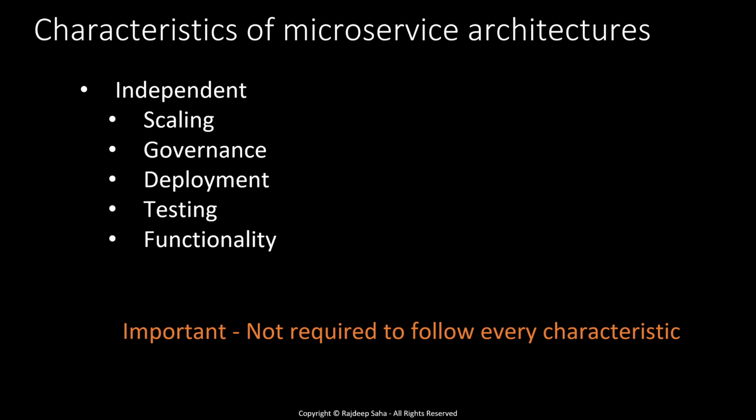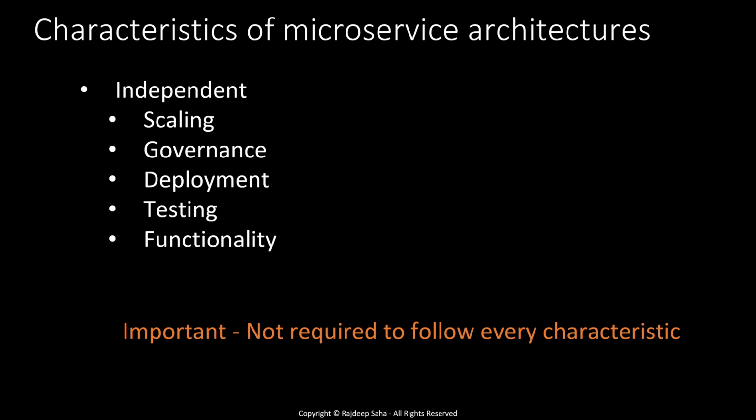You can test these microservices independent of each other, and they should have different functionalities. And as I mentioned before, the important thing is it is not required to follow every characteristic. The main characteristic is independent scaling and independent functionality. However, like I mentioned, sometimes you will see the same database being used for more than one microservice.